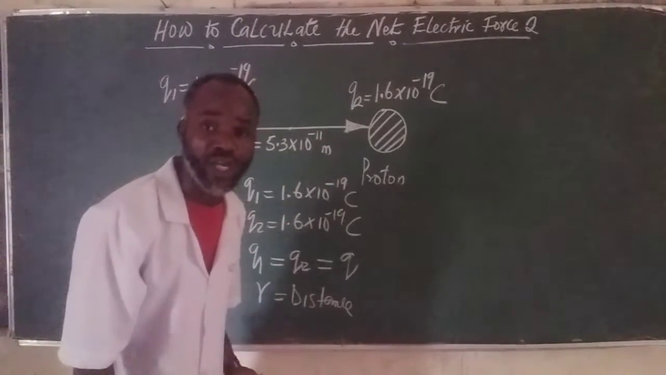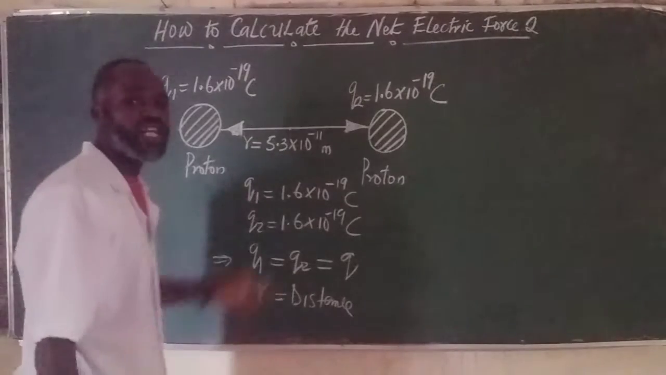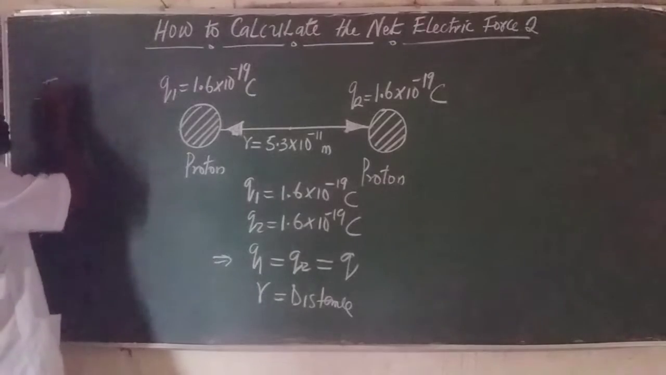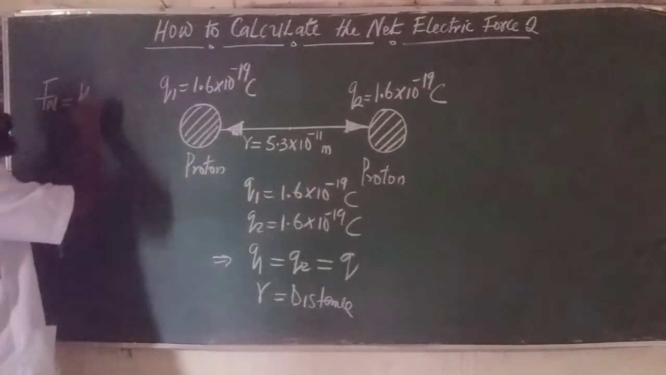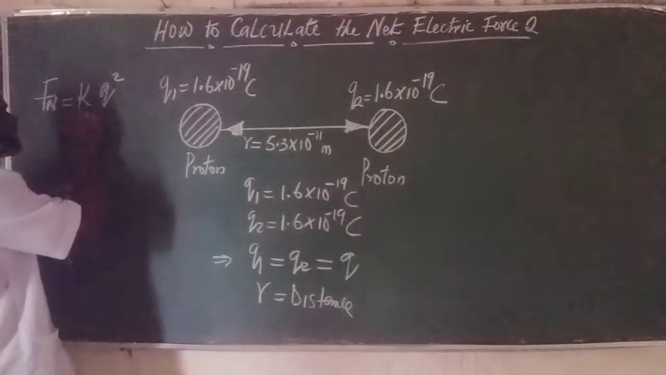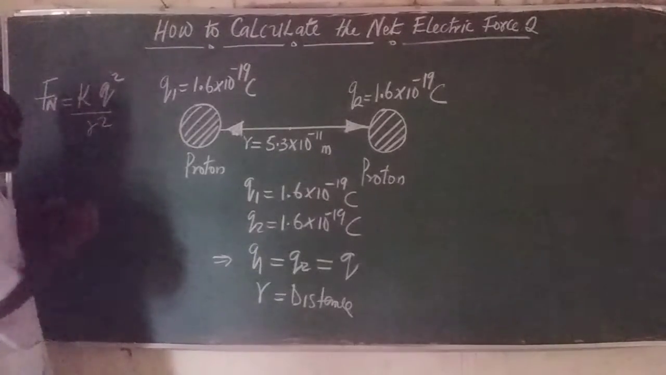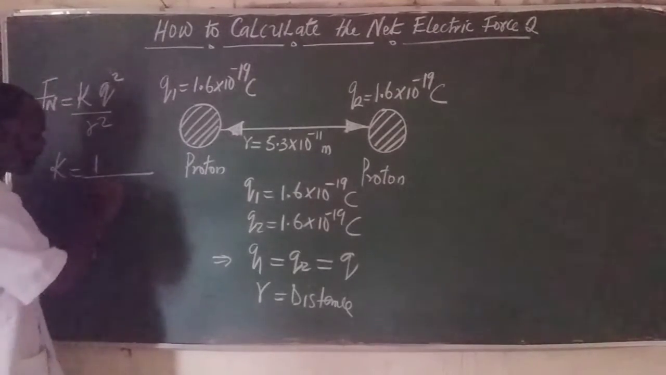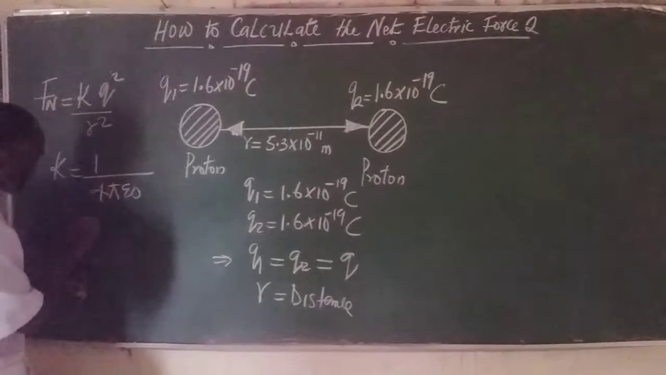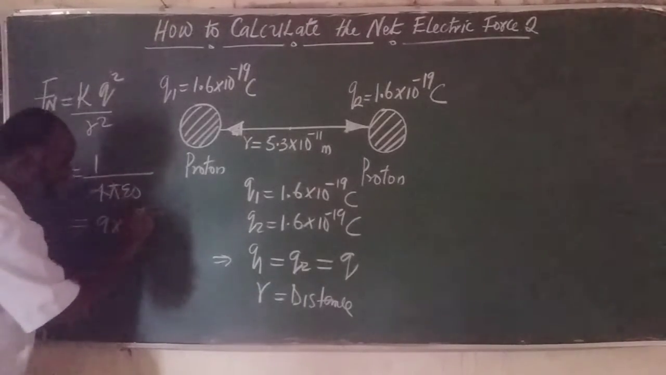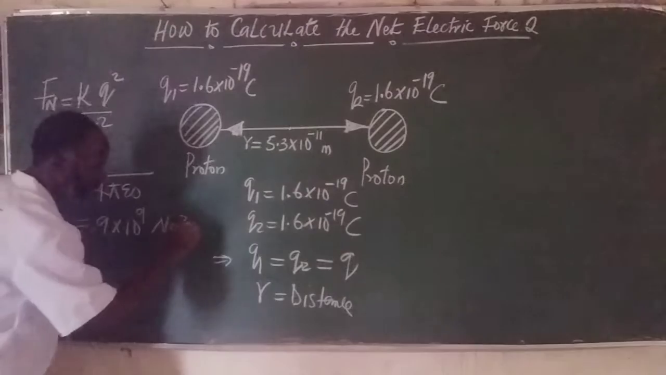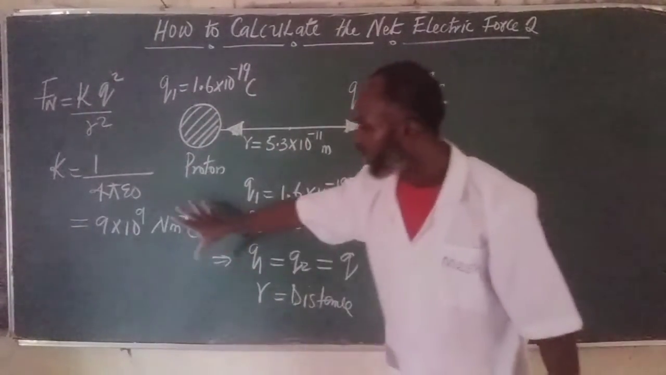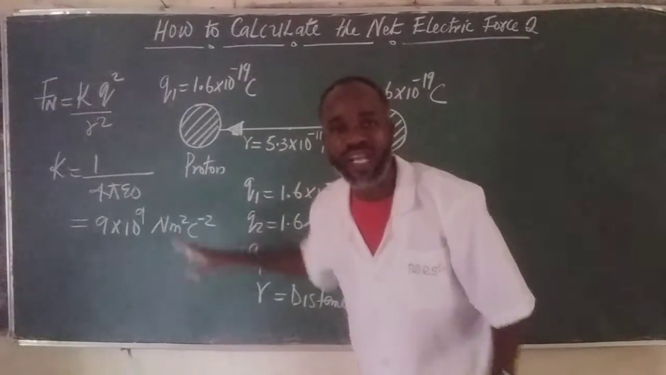And that distance is given as 5.3 times 10 raised to the power minus 11 meters. So what do we need to do here? We need to quickly state the formula once again, which is F net equal to K Q squared all over R squared, where the value of K can be found using 1 all over 4 pi epsilon naught. And this gives 9 times 10 raised to the power 9 newton meter squared per coulomb squared. If we have understood this, then we can substitute.